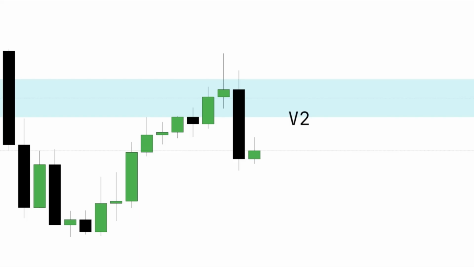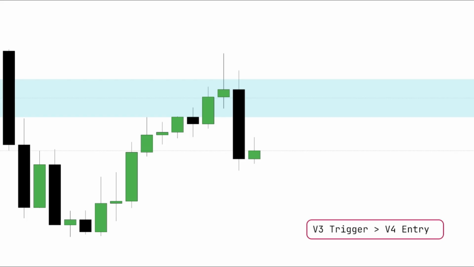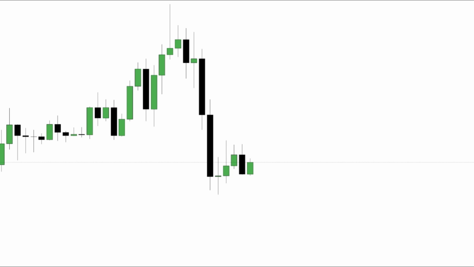Now that all conditions on the HTF are met, we can move on to the LTF, where there are again only two variables to complete the entire combination: V3 trigger, greater than V4 entry. We move to the 1-hour chart and see that the closest trigger is a fractal high that forms a 4-hour fair value gap zone. It acts as a liquidity injection in the market. Thus, it can be considered as variable 3.